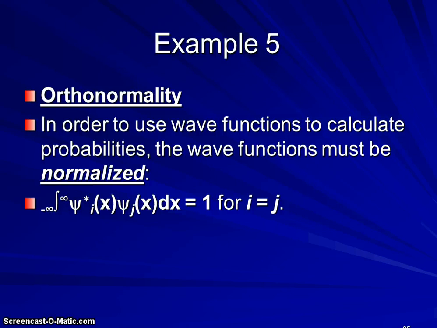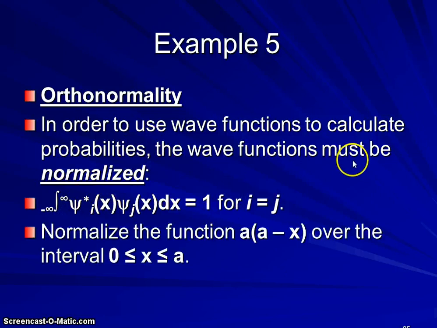In order to use wave functions to calculate probabilities, the wave functions must be normalized. That means that if these are both the same function, we should get 1 in this case; if they're different functions, we would get 0. And so together in class, we will normalize this function. We will take a times a minus x and make it so that the integral of the square of that function is 1 if we integrate it over this particular space that we're interested in.